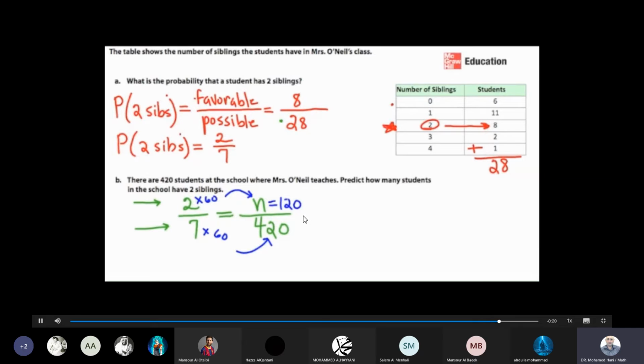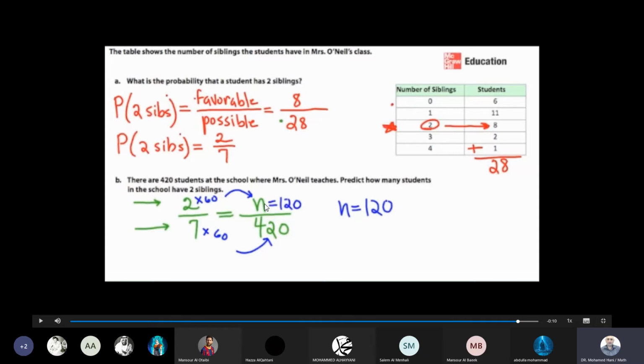This tells us that if there are 420 students in the school where Mrs. O'Neill teaches. طيب لاحظوا هلا نحن بالطلب الأول بالمثال الأول حسبنا الاحتمال لما كان عدد الطلاب 28. طيب إذا كان عدد الطلاب 420 طالب، بهالحالة قديش عدد اللي اختاروا 2 numbers of siblings؟ كيف بدي أحسبها؟ باخذ أنا relative frequency اللي طلعت معي بالطلب الأول 2/7 equal.